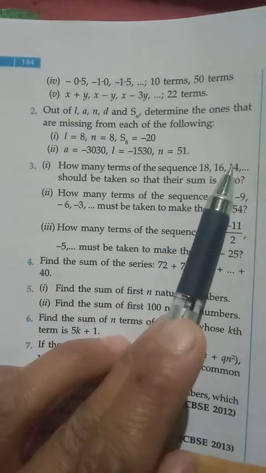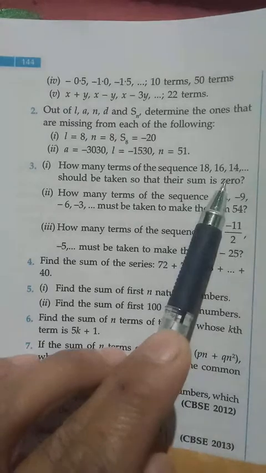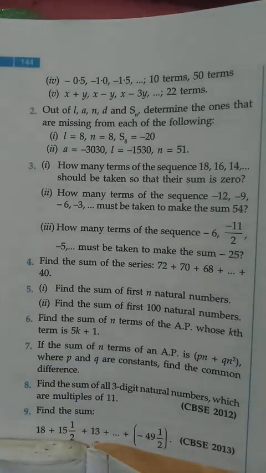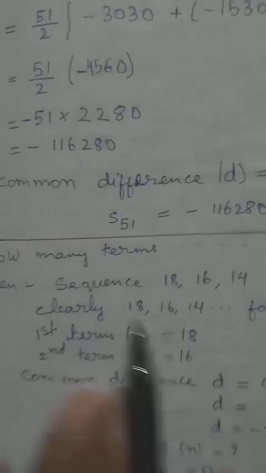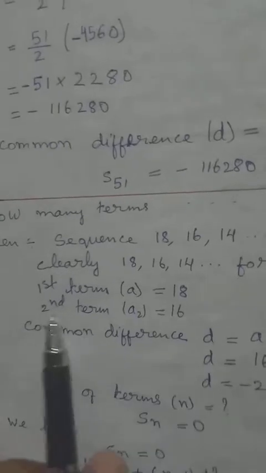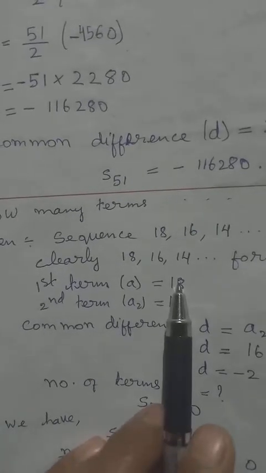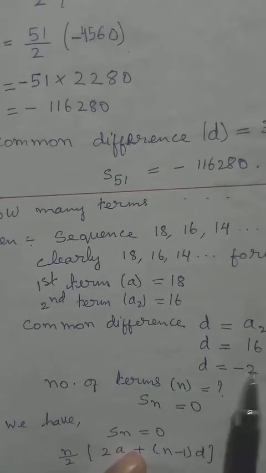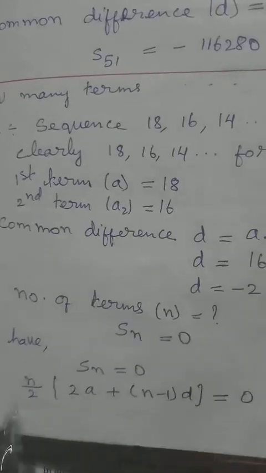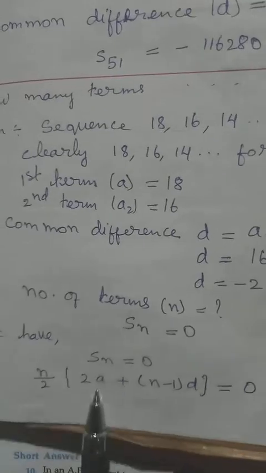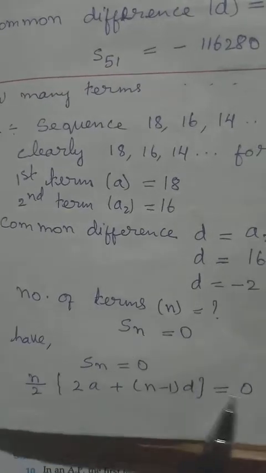The sequence is already given, Sn equal to 0. So we have to find n. Since we know the sequence and we check they are an AP, we can write the first term, and we can find the common difference, 16 minus 18, which is equal to minus 2. Sn is already given to be 0. We don't know the last term, so let us use the first formula, n by 2 (2a plus (n minus 1) whole d), still equal to 0.